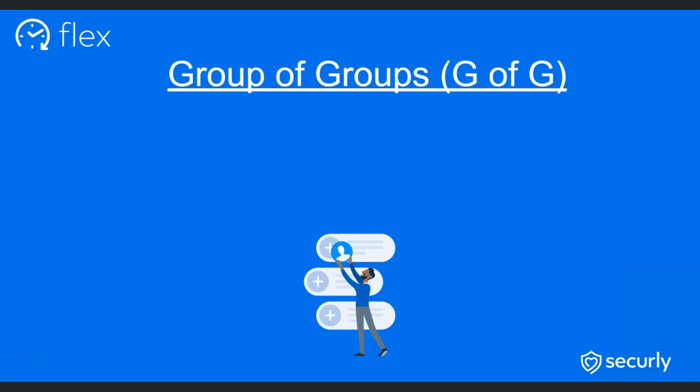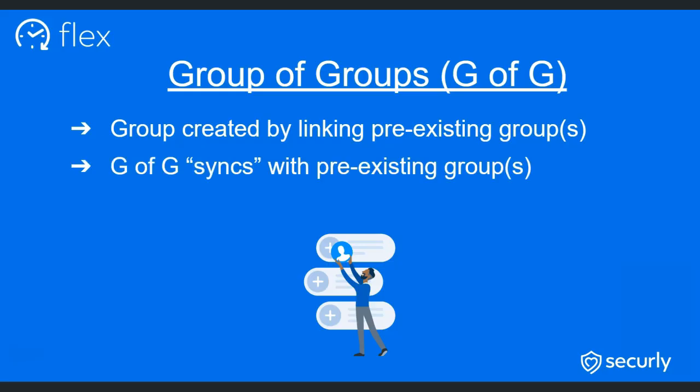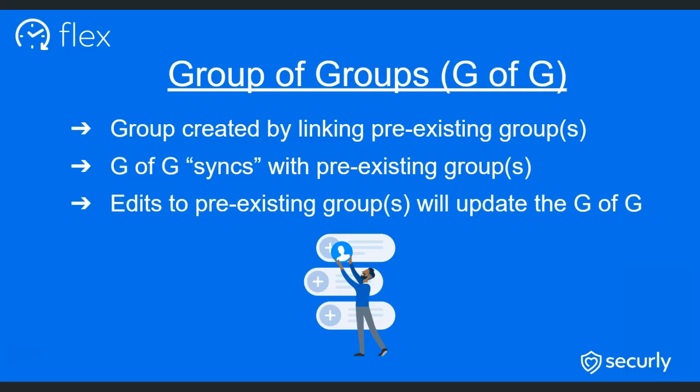A group of groups in Flex is simply a new group created by linking pre-existing groups. The new group syncs with the pre-existing groups, so any updates to the pre-existing groups will automatically change the new group. This video will explain the details.